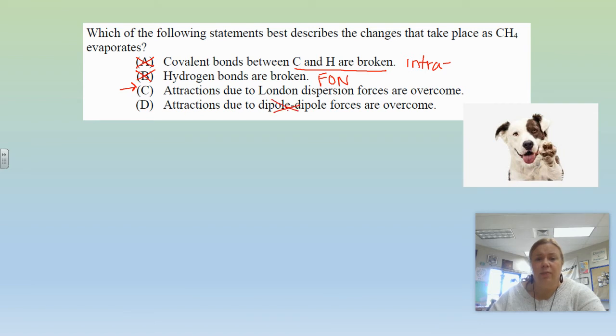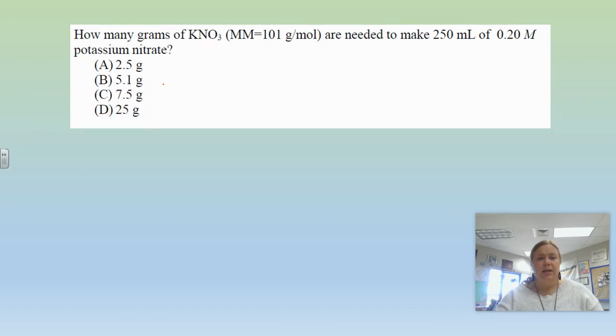Again, we're not going to have dipole-dipole because C and H does not have a high enough polarity or a high enough difference in electronegativity, so they're considered to be nonpolar. So our answer is going to be C. The attractions between the London dispersion forces are overcome. Let's look at the next.